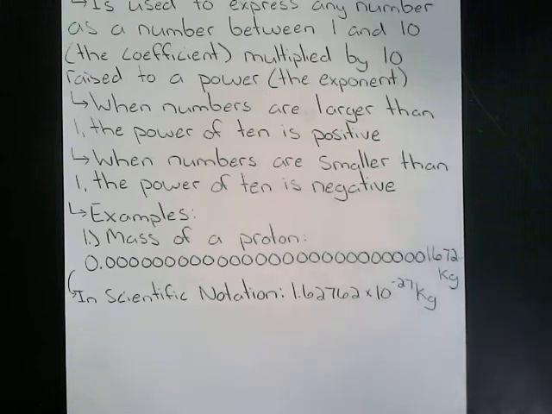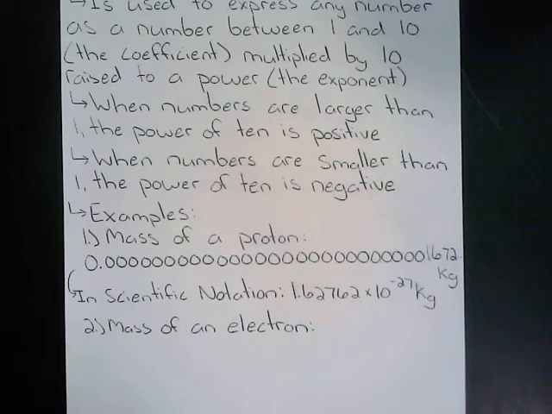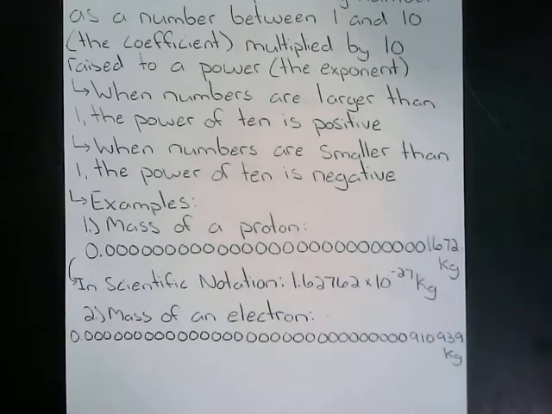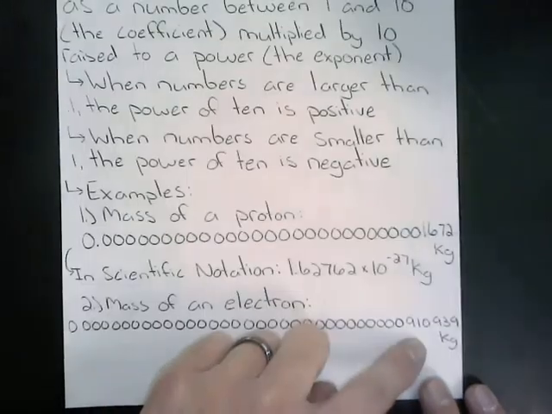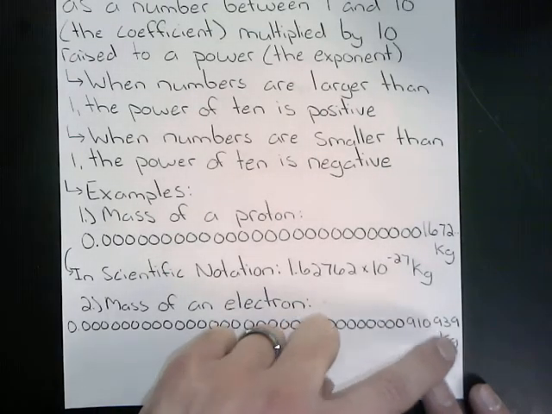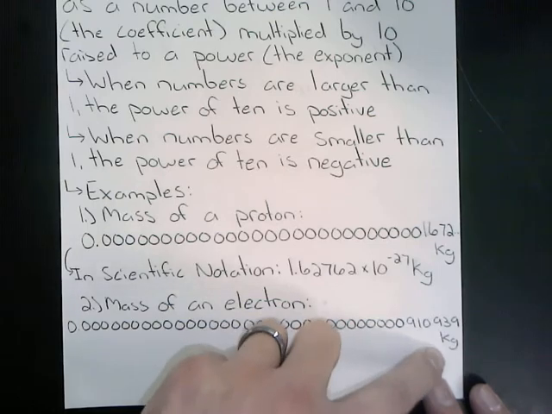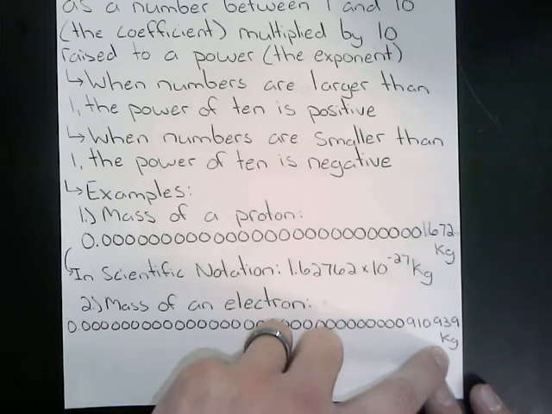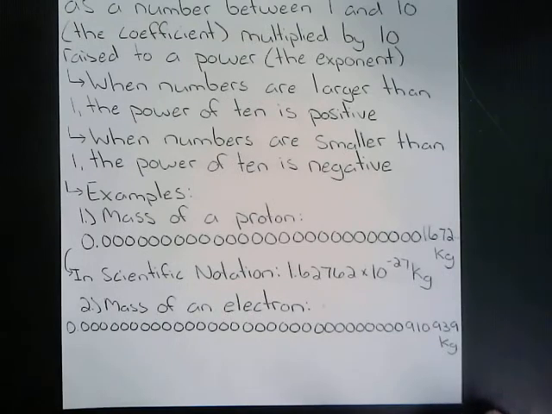Now, another example is the mass of the electron. The electron has 30 zeros before we get to a non-zero number. So if I wrote the entire mass of an electron out, again, 30 zeros before I get to a non-zero number, this number is so big again, I even had to put the unit down below here. Now, if we write this mass of an electron in scientific notation, we would get 9.10939 times 10 to the negative 31st kilograms.